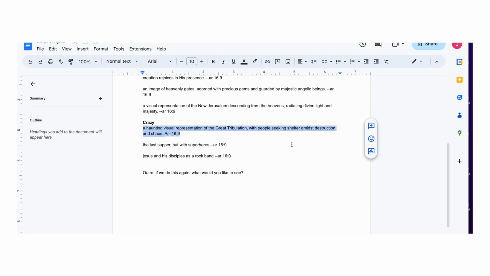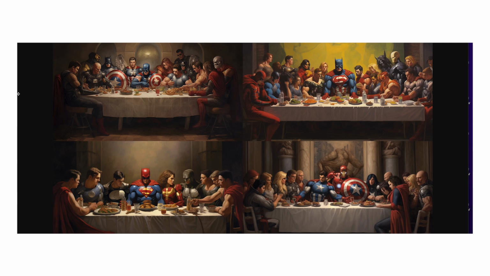This is going to be the Last Supper, but with superheroes. Okay. All right, and here is the Last Supper, but with superheroes. So it is interesting, like I said, that a lot of these, you'll see that you have Superman here, but also Batman, and then maybe the Flash or Daredevil all put together. So it's very much a mashup of different things here.